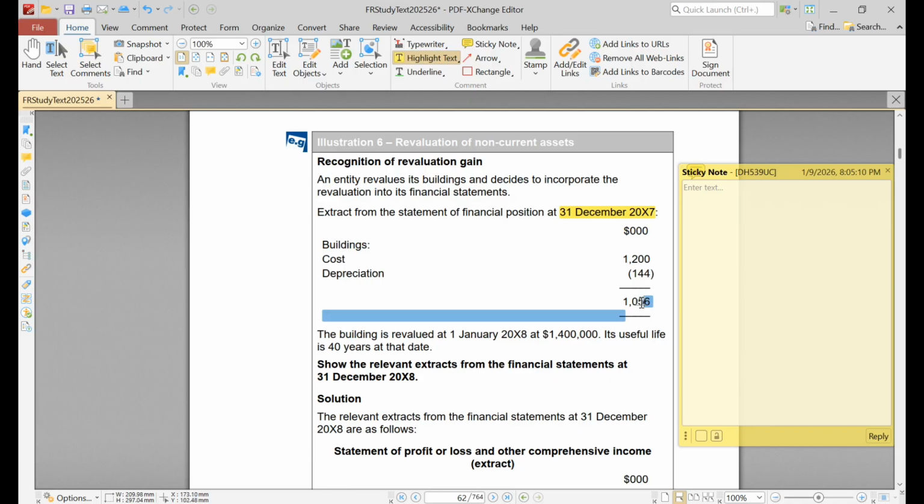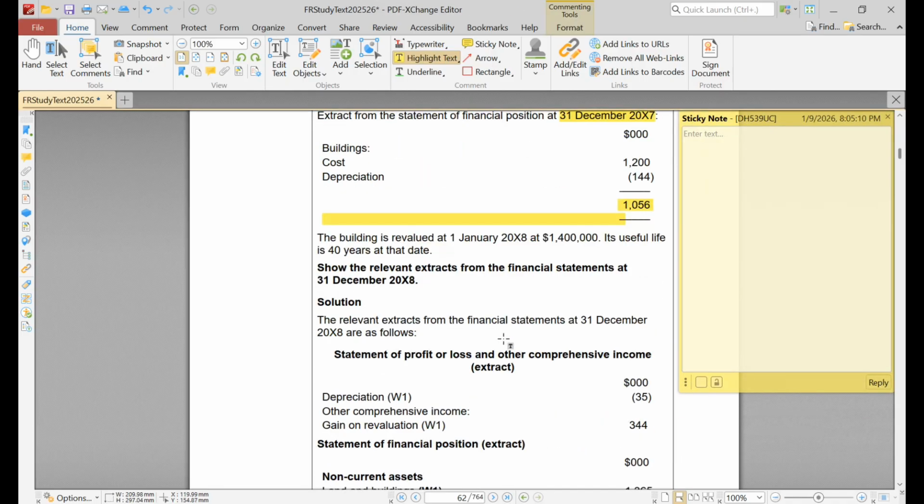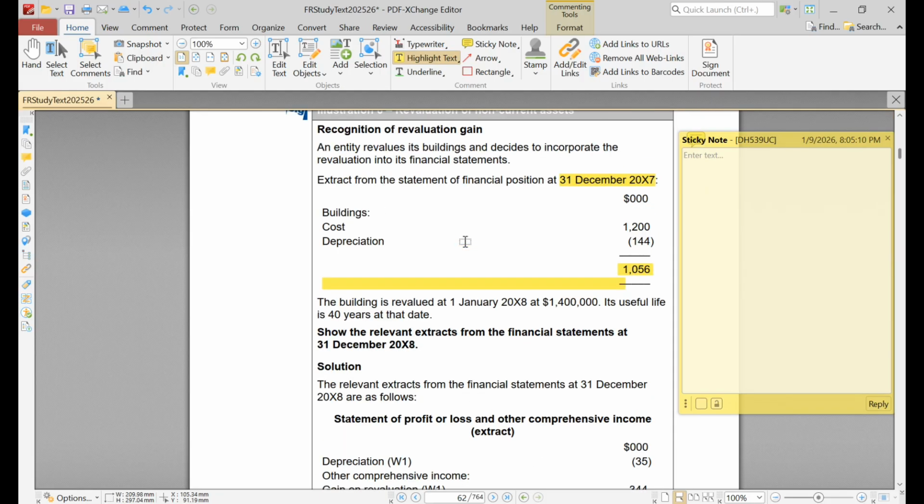So, this is the carrying amount, 1056. The building is revalued at 1st Jan 20x8, which is basically the next date, at 1400. Its useful life is 40 years from that date. Show the extracts of the financial statements at 31st December 20x8.